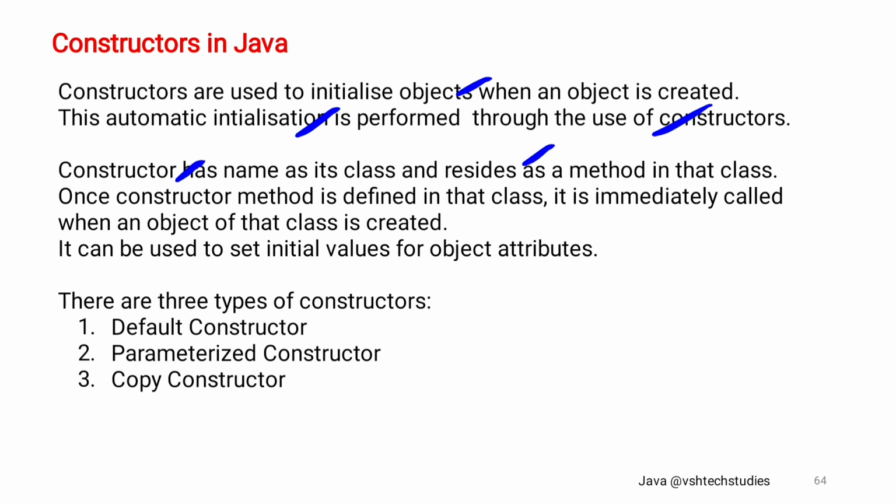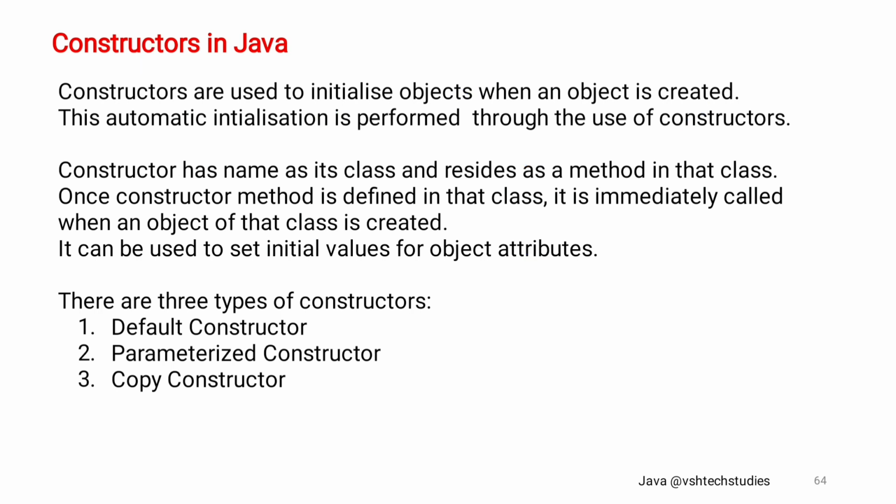So here, what is a constructor? A constructor is a method. First point. Second one, it has the same name as its class. Third one, it resides in that class. Fourth one, it is used to initialize an object of that class. When an object is created, the constructor method gets executed automatically, and it is used to set initial values for the object attributes. Whatever member variables or data fields are in the object, they are attributes. To give initial values, constructors are used.